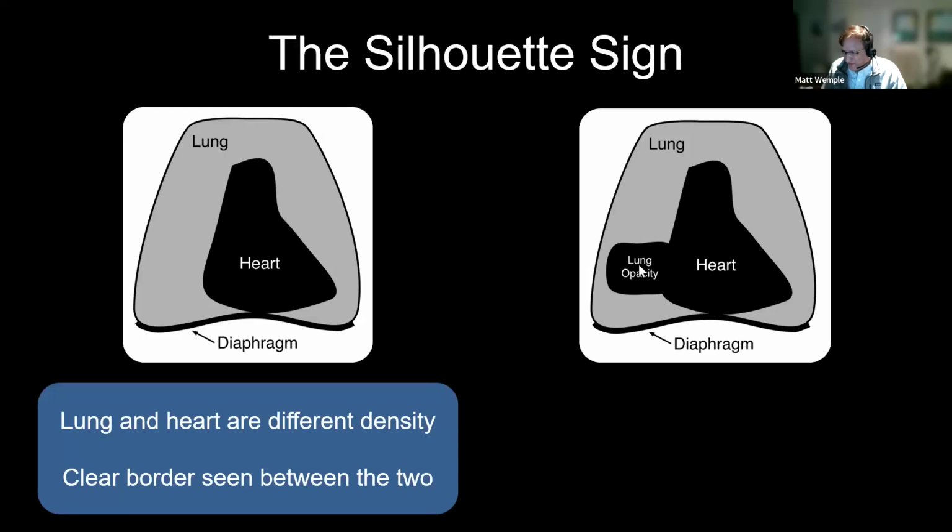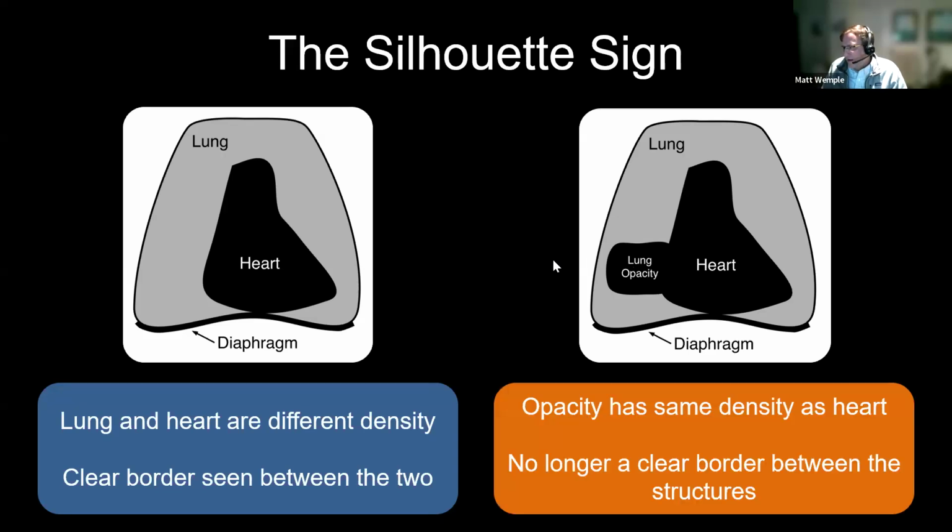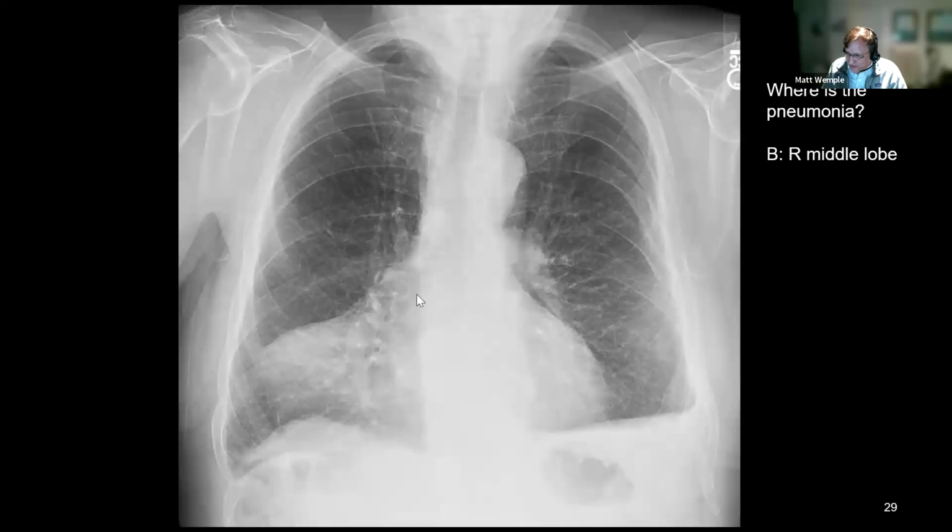A lot of times that kind of loss of the border will be a big white blob, right? But sometimes it will be a little bit more subtle than that. And so anytime that border is lost, you should think to yourself, something is going on with that area. So the opacity has the same density as the heart, so there's no longer this clear border between the structures. So going back to this film, I would say that this right border here of the heart, this right heart border, is pretty murky and lost, and so this is probably a right middle lobe pneumonia.